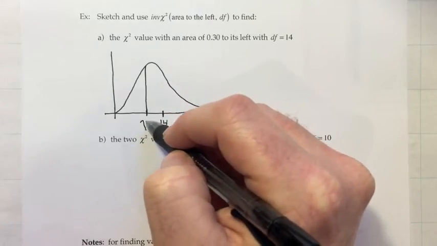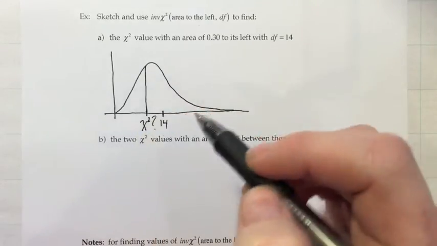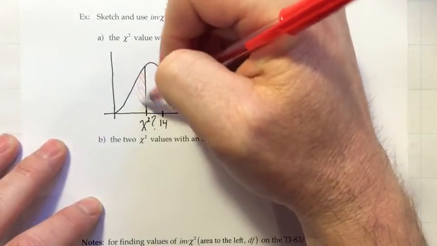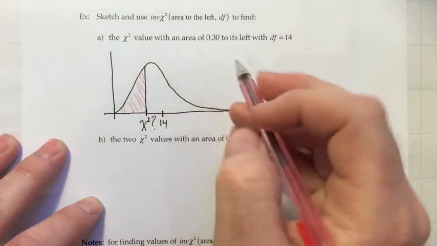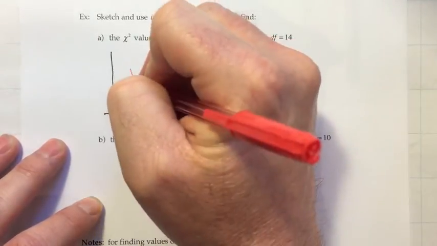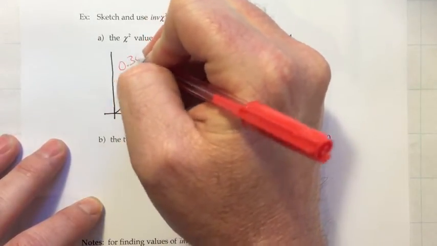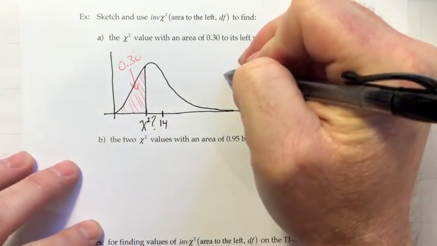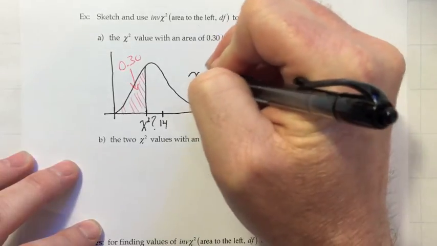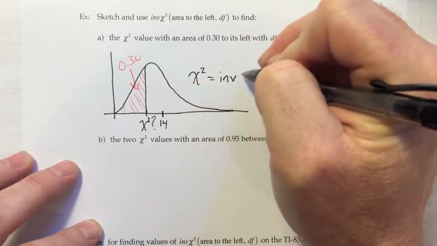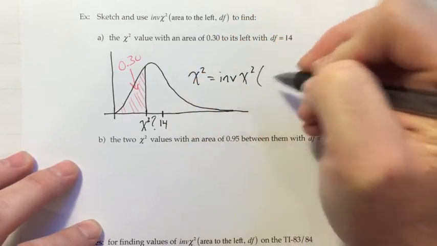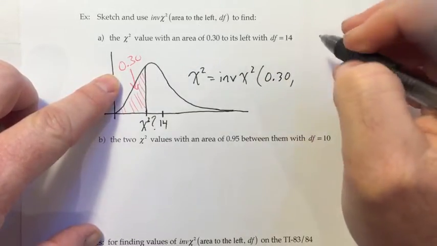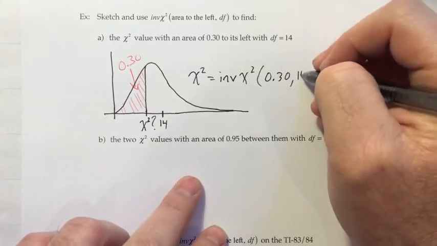And I'm wondering, what is this chi-squared value? So I'm trying to figure that one out. And I know that the area to the left of that, according to this, is 30. So that's 30, and I'm wondering, what is that boundary? So the structure on that is inverse. So that chi-squared that we're looking for will be the inverse of chi-squared, where the area to the left is 0.30, and the degrees of freedom is 14.